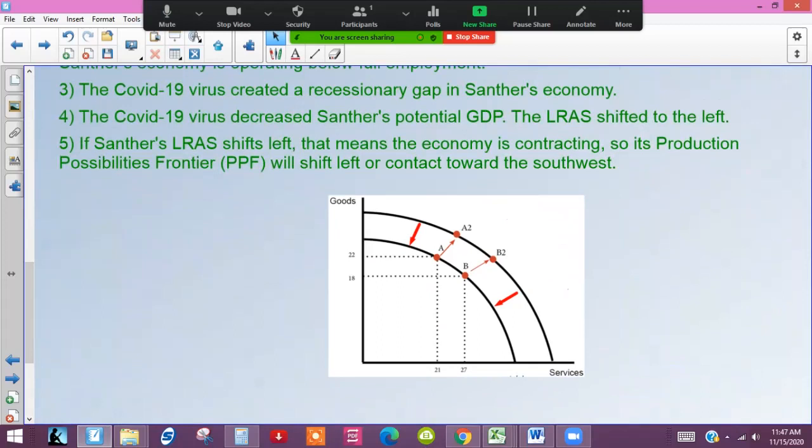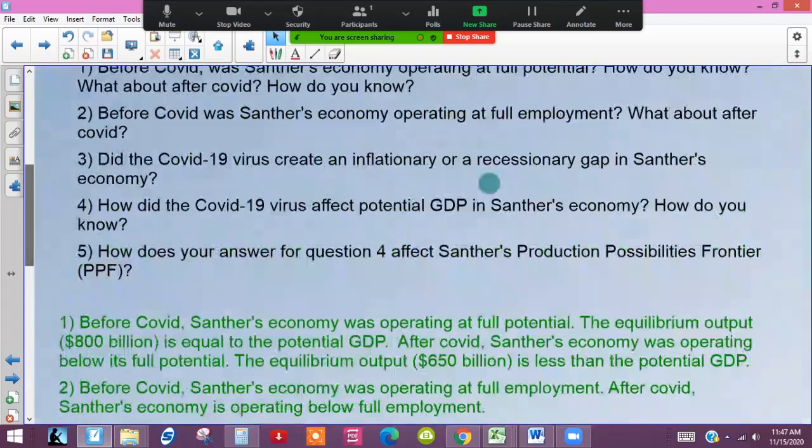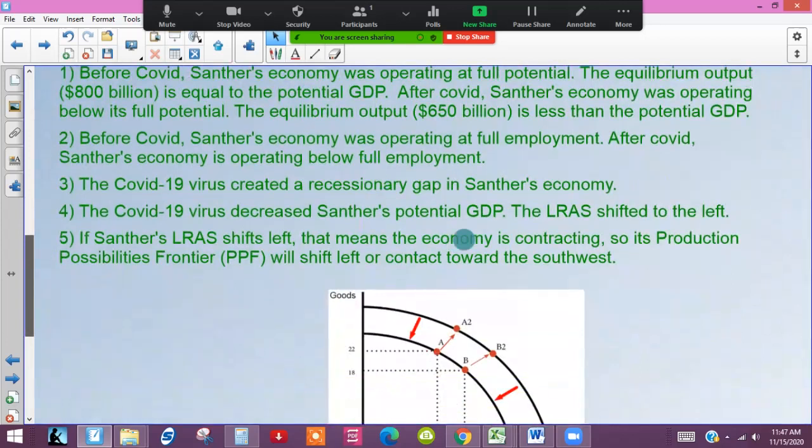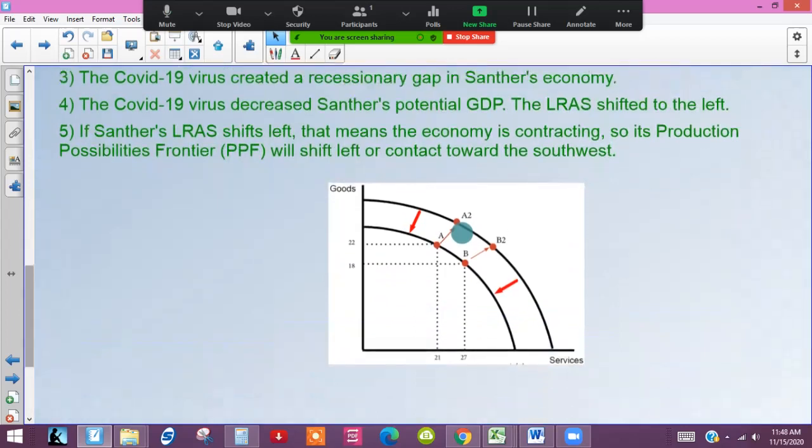So these outside arrows is what happened. So we can say the answer, you can just write it out. If Santhar's long run aggregate supply curve shifts left, that means the economy, just let me jump up here so you can see where I'm reading here. Okay. Sorry about that, guys. That means that the economy is contracting, so its production possibilities frontier, PPF, will shift left or contract toward the southwest. This is in the southwest direction here, right? Going from here to here.